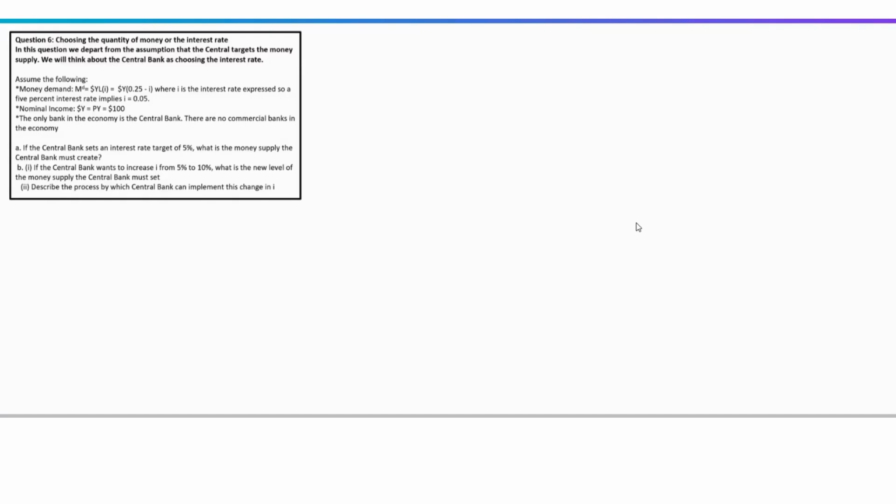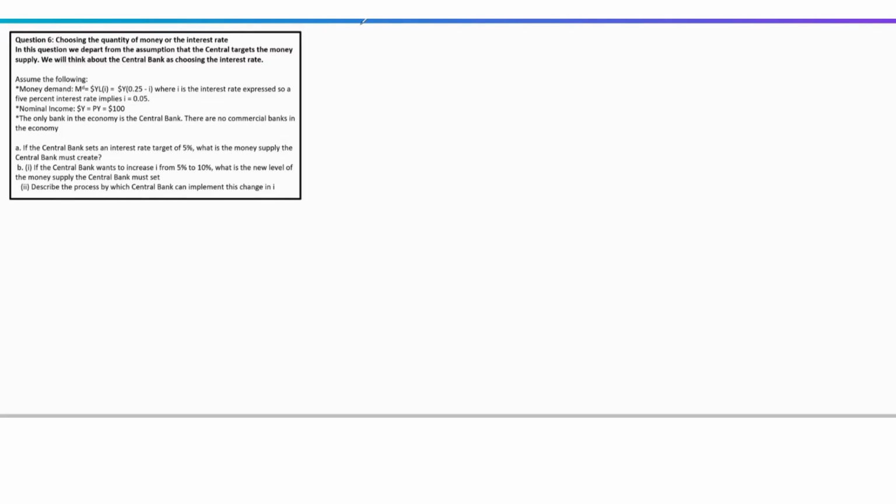So in this question, we're given the money demand function, we're given the nominal income, and we're told that we should consider a case where the only bank in the economy is a central bank, and we're not considering any commercial banks that are collecting deposits from the public. So the first part says that the central bank targets an interest rate of 5%, and we need to see what is the money supply the central bank must create to achieve this interest rate target. So let's start with part A.